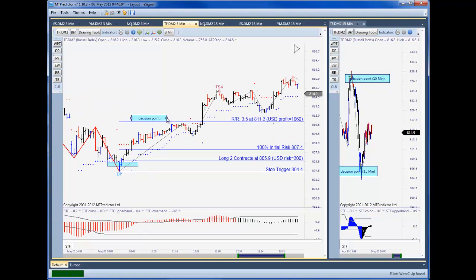However, when the market gets to the first target, which it did here, we then come down and look at our strength band. This is our grey band on our STF, and we now look to see whether this is what we call either strong or weak. If it's weak, it's less than the strength band. If it's strong, it's greater than the strength band.